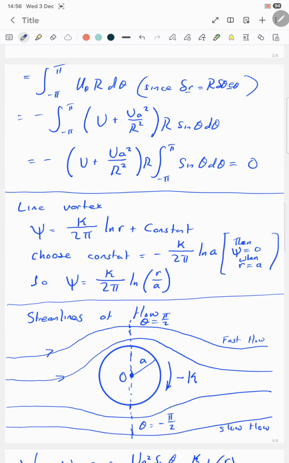Now from negative pi to pi, u of theta r d theta, since delta r equals r delta theta e of theta, we get this, because these are generally volume or area components which go into the integral.